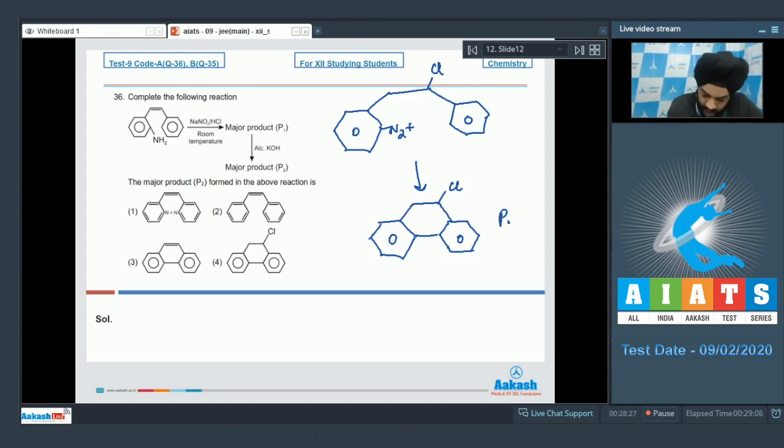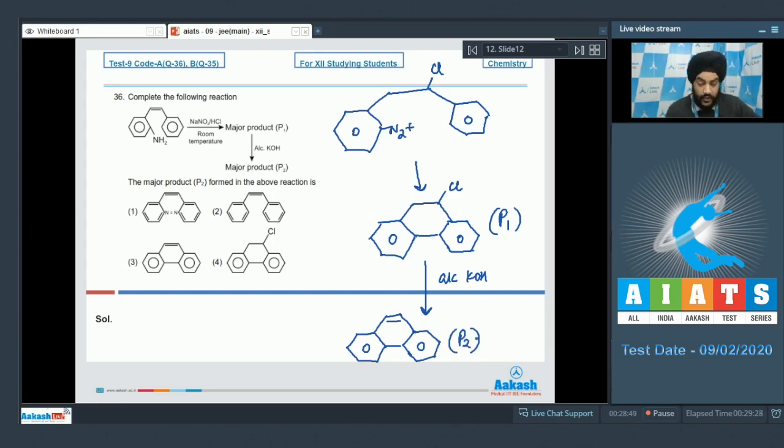This is the major product P1 which is obtained, students, and now this P1 is allowed to react with alcoholic KOH. So this will lead to dehydrohalogenation over here, and we are going to have the formation of this compound. This is the major product P2 which is obtained, students. If you look at the options which are given to us, we can clearly see that for question number 36 we have to mark the correct answer as option 3. Let us look at the next question now.